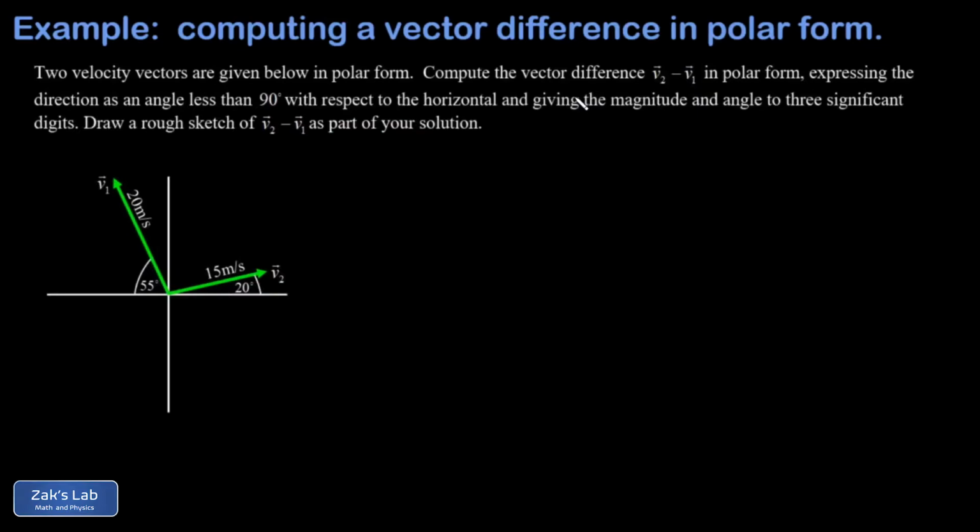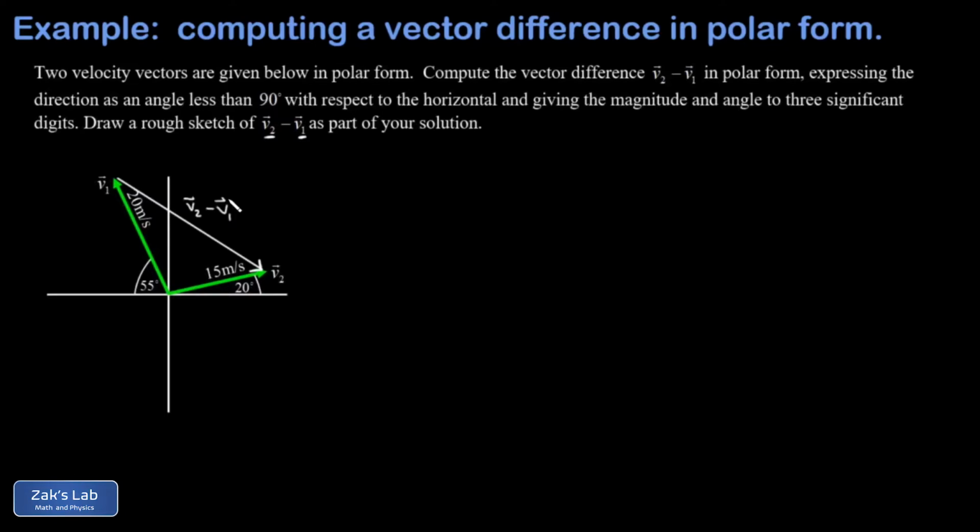I'm going to start with the sketch, because the vector difference, when two vectors have their tail in the same place, has a simple geometric interpretation. This is going to be the vector pointing from the head of v1, that's the one you're subtracting, to the head of v2, that's the one that came first in the difference. So now we have a rough geometric sense of what our answer is supposed to look like.